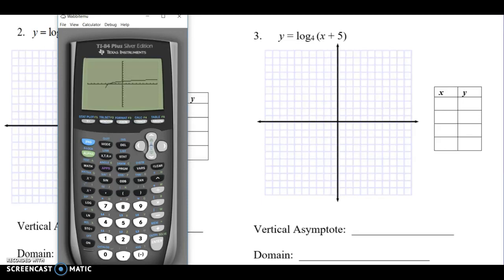So go ahead and go to your second graph and find the first error.